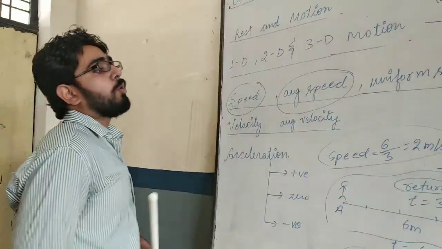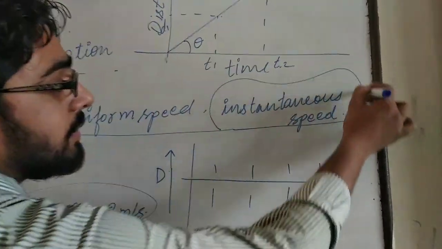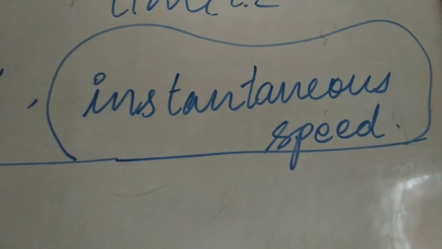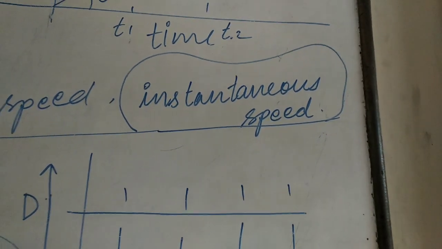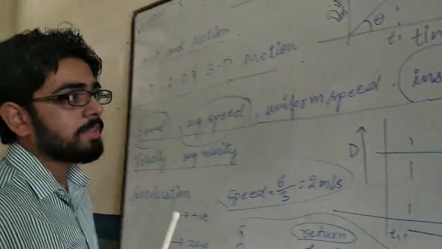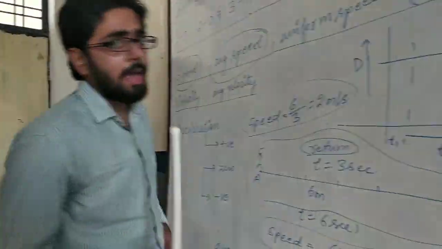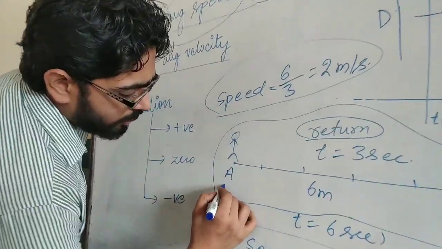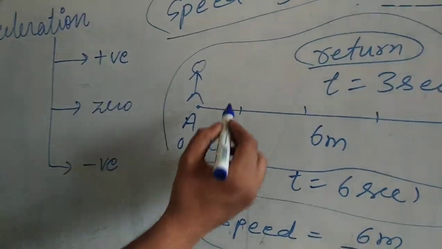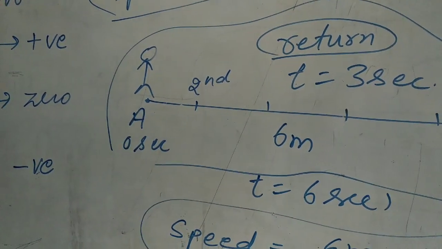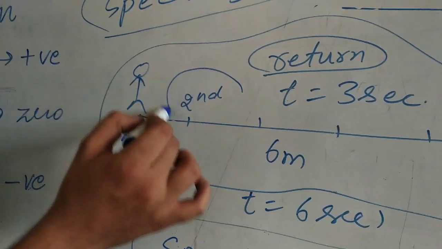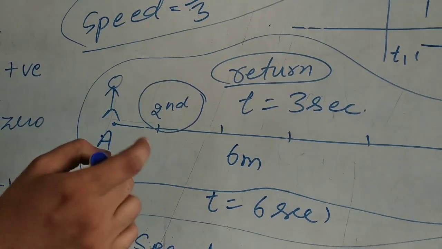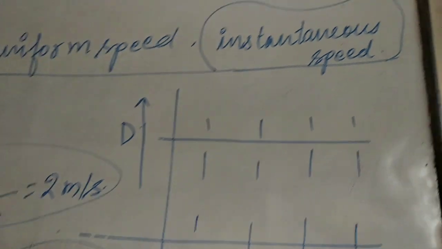And now the most important, instantaneous speed. What is that? Instantaneous speed means a person is moving somewhere. At a point of instance, if somebody started his journey from 0 seconds, and at a particular second, what will his speed be at that second, then that speed is known as instantaneous speed.